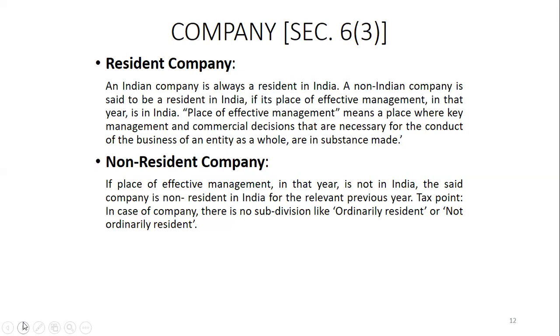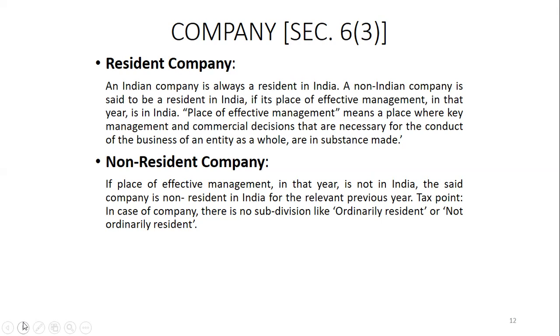As we have discussed here, an Indian company is always a resident in India and a non-Indian company is said to be resident in India if its place of effective management in that year is in India. So what is place of effective management? Place of effective management means a place where key management and commercial decisions that are necessary for the conduct of business of an entity as a whole are, in substance, made.